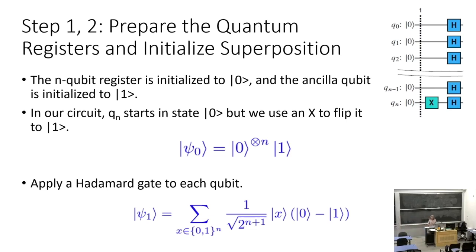And then what we're going to do is apply a Hadamard gate to each qubit. That brings us to some new quantum state, psi 1, which is just the sum over x of 1 divided by square root of 2 to the n plus 1 times x, I'll show you in a second, times 0 minus 1. All right, everybody's with me so far, right?